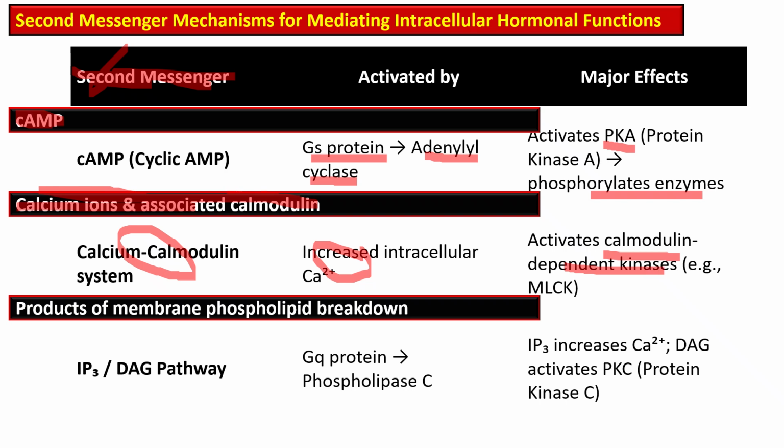Then there are products of membrane phospholipid breakdown, the diacylglycerol and inositol triphosphate pathway, and they are activated by Gq protein that activates phospholipase C. And the major effect is that the inositol triphosphate increases calcium concentration, while diacylglycerol activates protein kinase C.